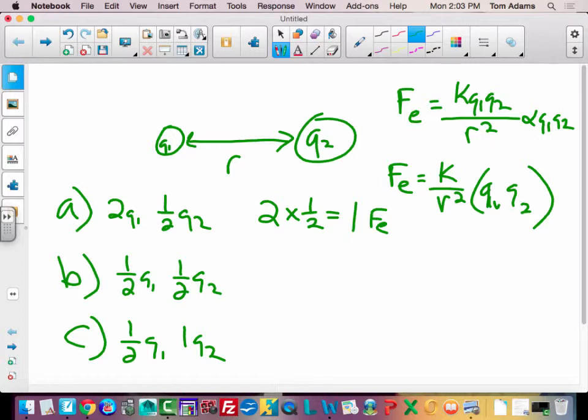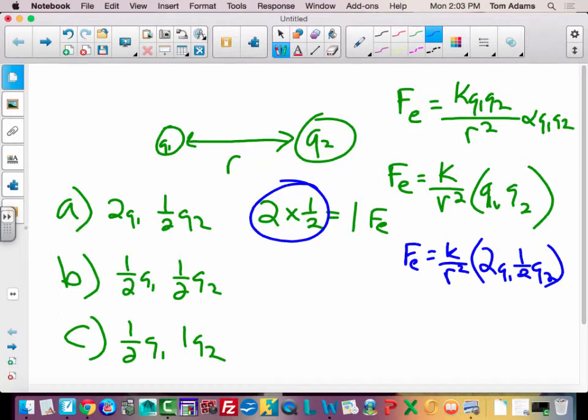So to show it quantitatively, I'm going to say K over R squared, and then I'm going to put a 2 in here, Q1, and then 1/2 times Q2. And so everything remains the same except for this. The only thing that changes is we're multiplying that, so it's the same as saying Q1, Q2 times 2 times 1/2. Does that make sense to you guys? So the magnitude is just this part right here that changes.